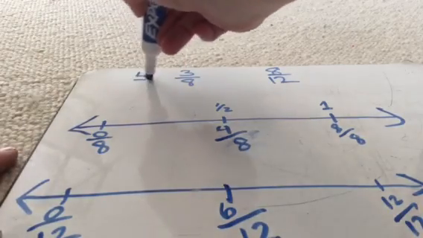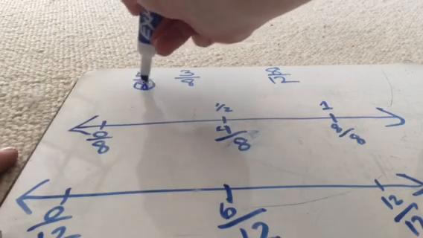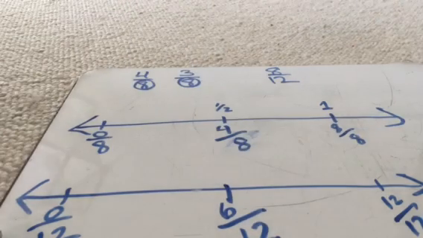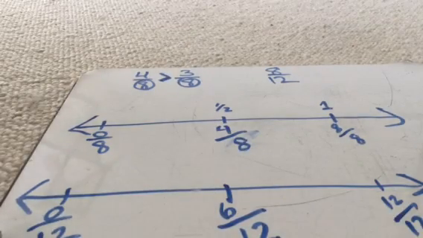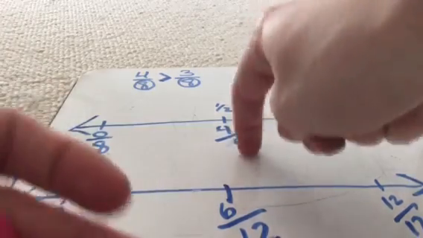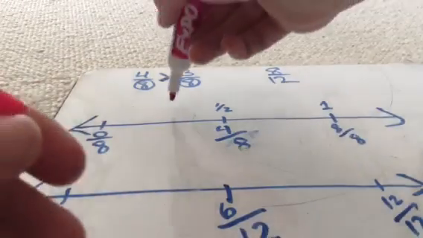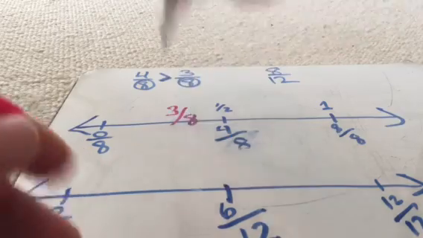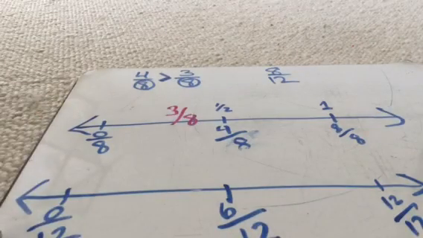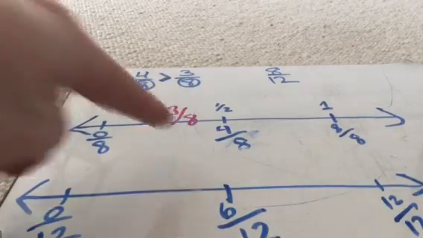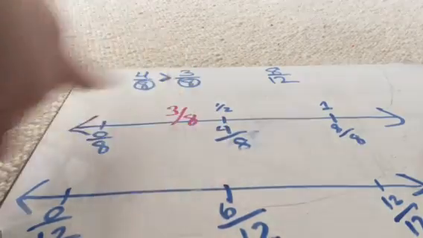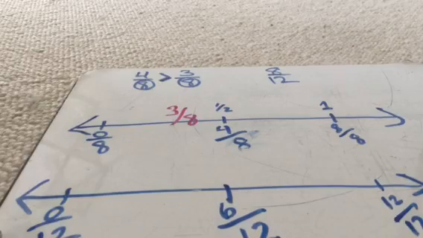So 3 eighths compared to 4 eighths. We have the same denominator, so we're going to compare the numerators. 4 eighths is greater than 3 eighths, which means 4 eighths is bigger. So 3 eighths goes over here because it is less. 3 eighths is less than 1/2. The alligator is eating 4 eighths, which means 3 eighths is over here and less than that.